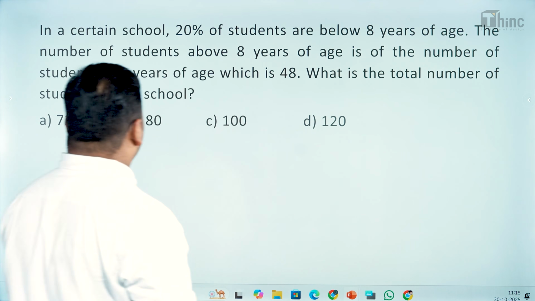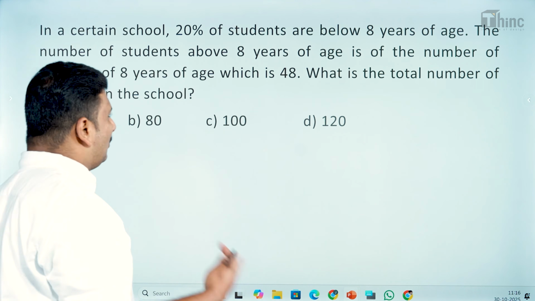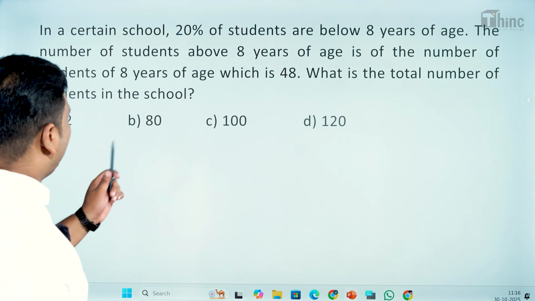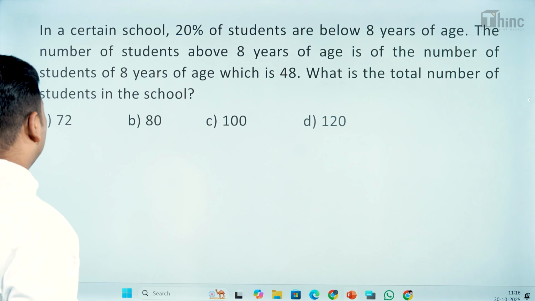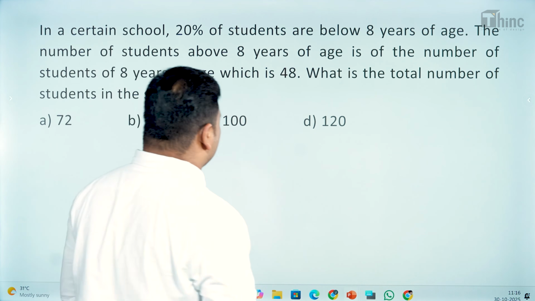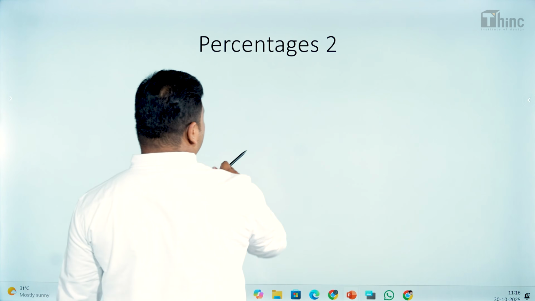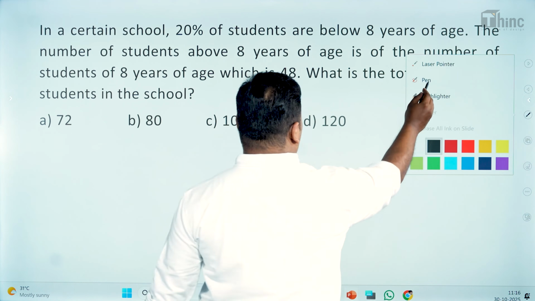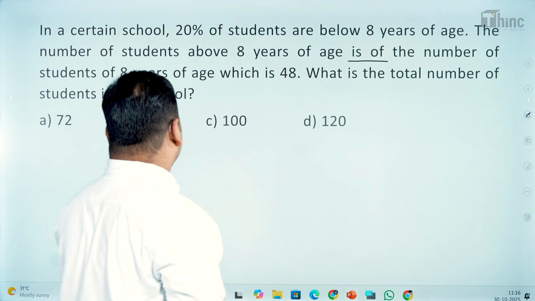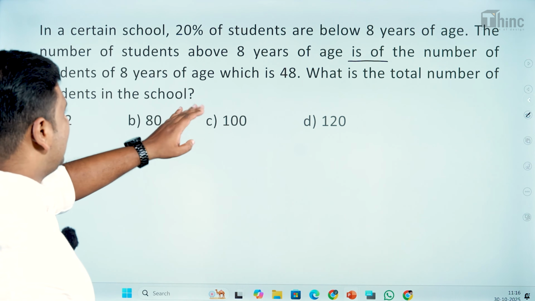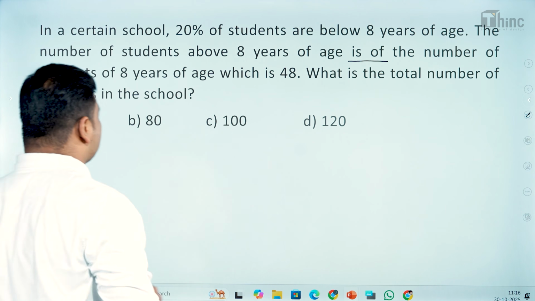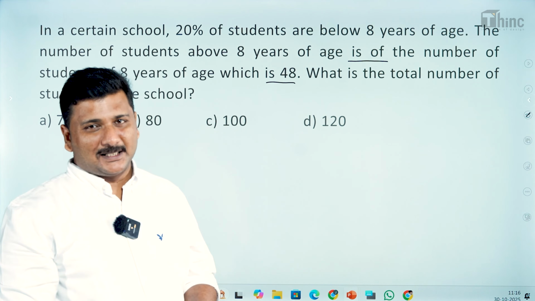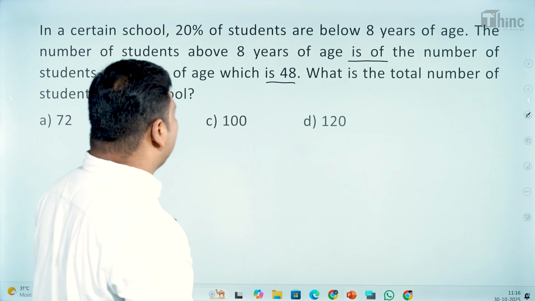Okay, so we are starting off with a very general common question which usually comes in for the exam. So what is this question all about? In a certain school, 20% of the students are below 8 years of age. The number of students above 8 years of age is of the number of students of 8 years of age, which is 48. So this is a question where the sentence is really confusing, right?